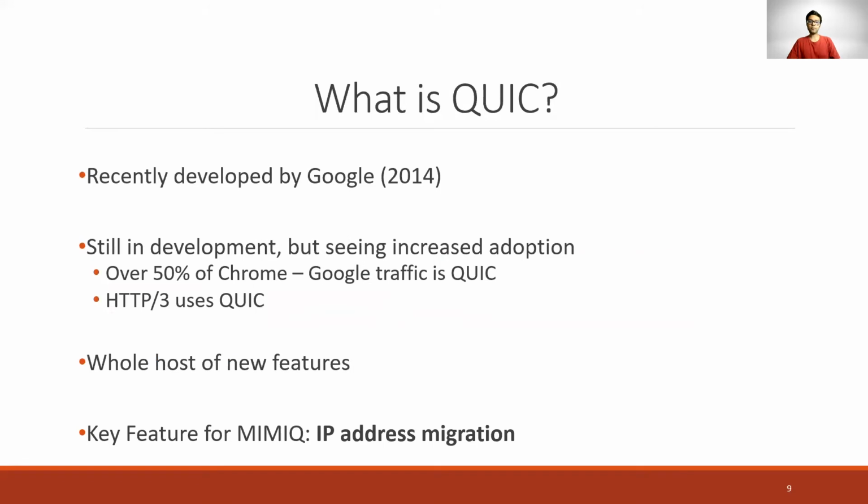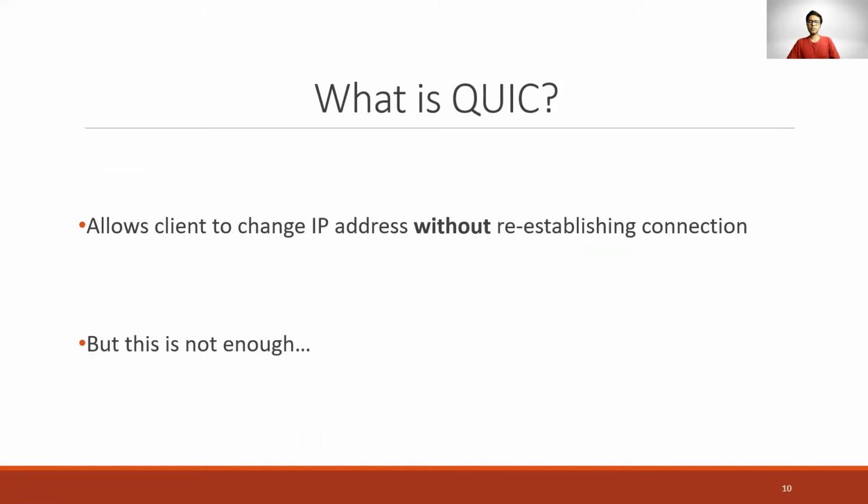So what is QUIC? QUIC is a communication protocol recently developed by Google. It's still in development, but it's seeing increased adoption. Over half of Chrome traffic to Google servers is already in QUIC. HTTP/3, which will come out in a few years, will use QUIC. QUIC offers a whole host of new features, but the key feature MIMIQ uses is its IP address migration. QUIC allows a client to change his IP address without reestablishing the connection. But this alone is not enough. There are a few other problems we have to address.